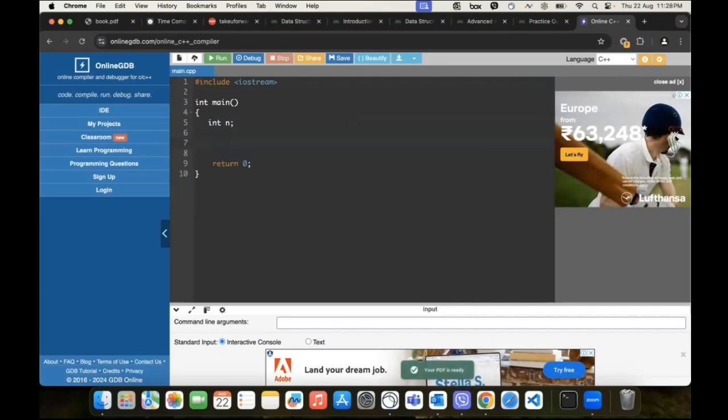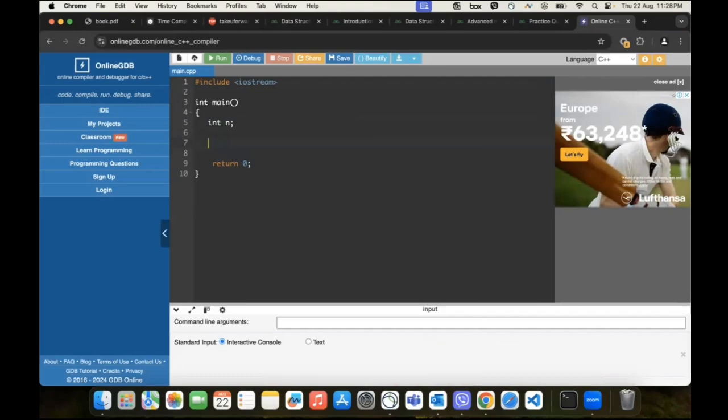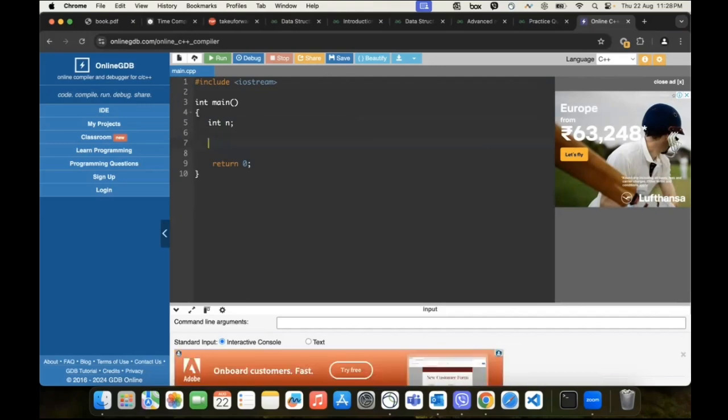100, if I take, by 2 is 50, by 2 is 25, by 2 is 12, by 2 is 6, by 2 is 3, by 2 is 1. If we divide or multiply by 2, we have seen that it will follow the log series.